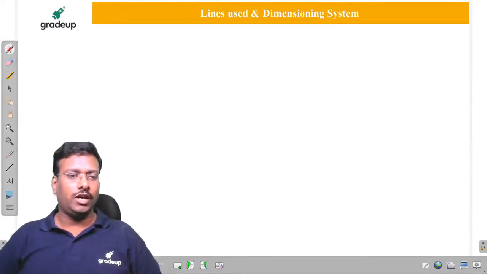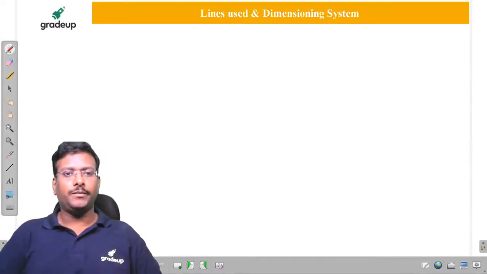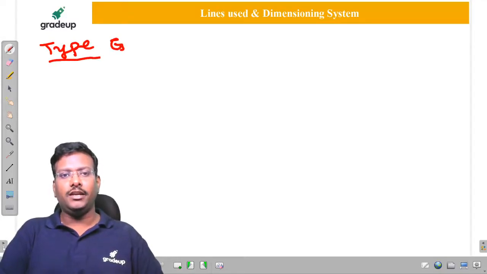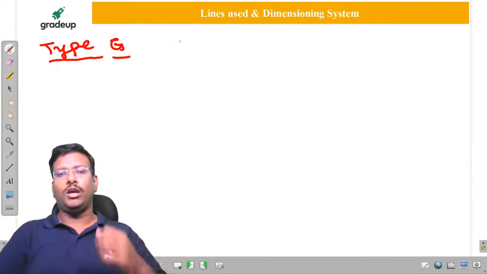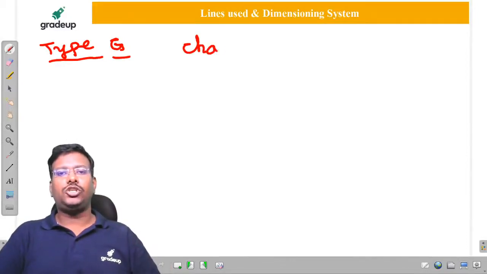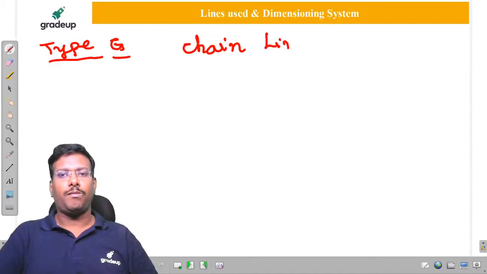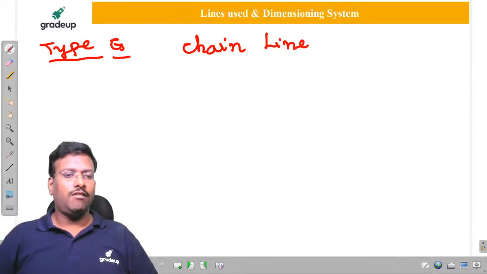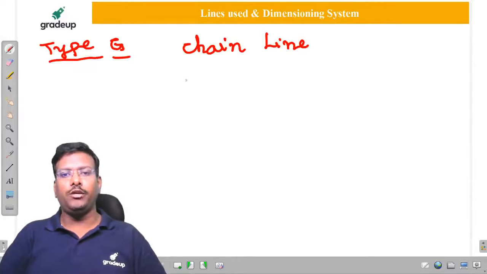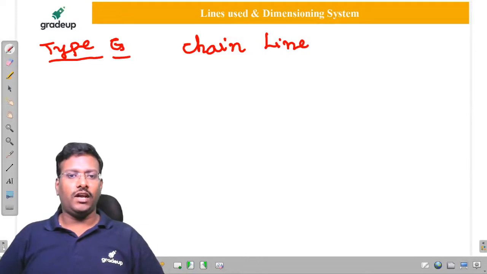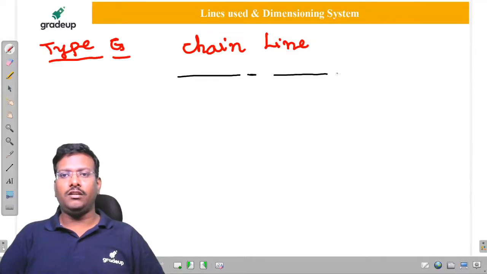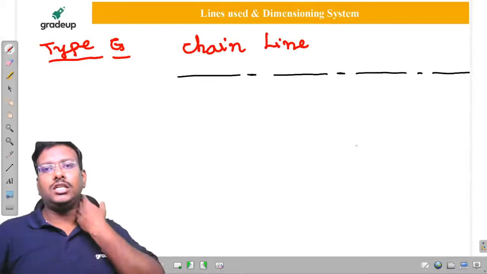Next, what about the next one? Type G. What is this type G? We are going to consider it as a chain line. Sir, where are we going to use this chain line? How is it going to be? Straight line, hyphen, straight line, hyphen, straight line, hyphen, straight line. This is called chain line.